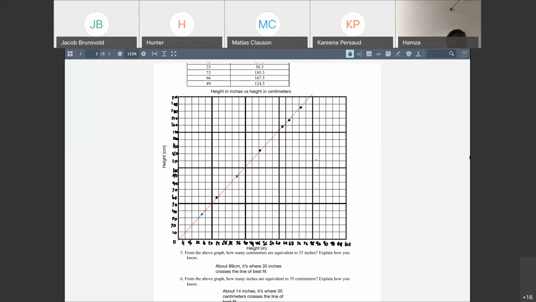So you want to turn it into a sentence though, Matthias. So maybe you could say this graph shows the percentage of an inch in a centimeter. That's a good start to a sentence though.